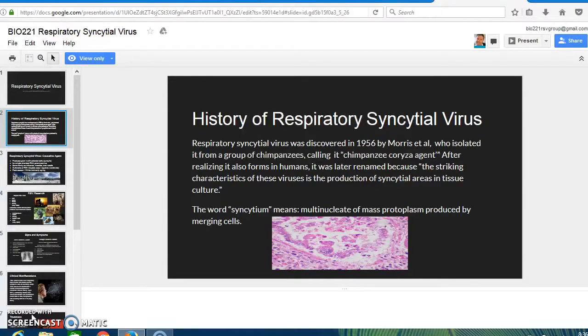But later, after seeing some of the people that were helping the chimpanzees also getting the virus, they realized that it also formed in humans. So they later changed the name to respiratory syncytial virus. The word syncytium means multinucleate mass of protoplasm produced by merging cells.